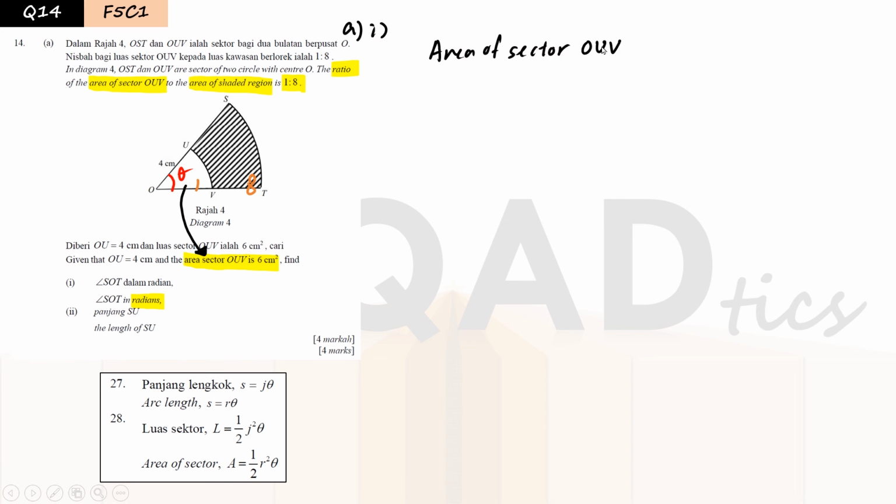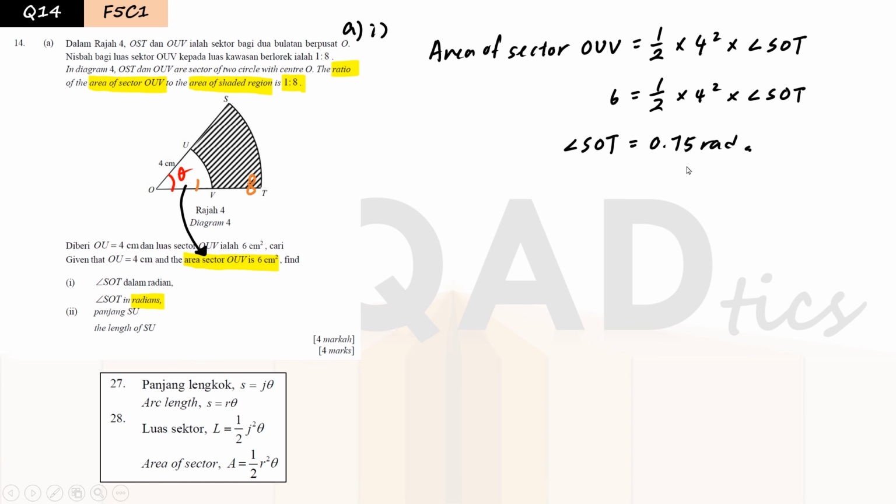So area of sector OUV will be equal to 1/2 times the radius of the sector, which is 4, and then we are going to square it, and we are going to multiply with the angle that we are trying to find, angle SOT. Now let us substitute the area of sector OUV, the small sector's area, which is 6, into the equation here. And to find out the angle, we just move these two values to the other side, meaning dividing with 6, then we can find out the angle, which is 0.75 radians.